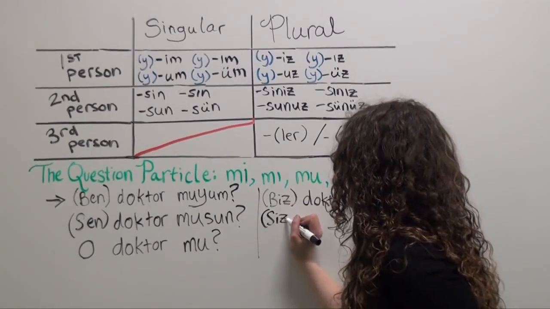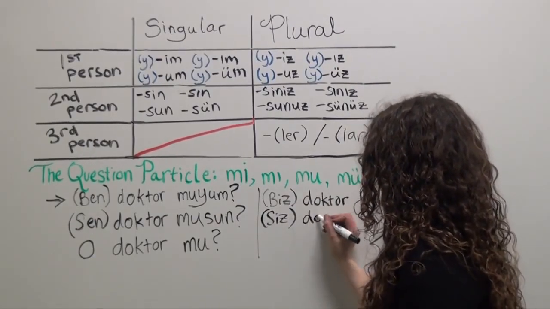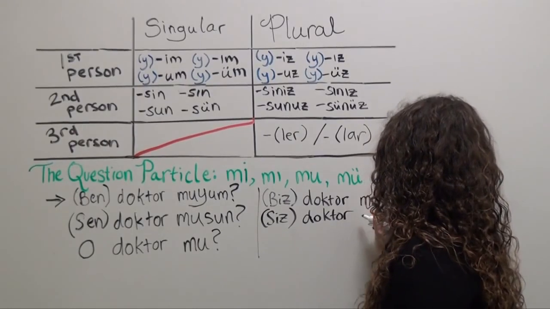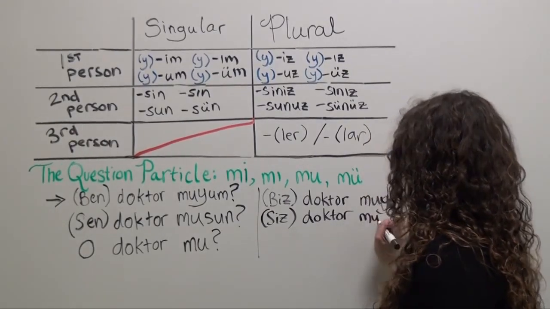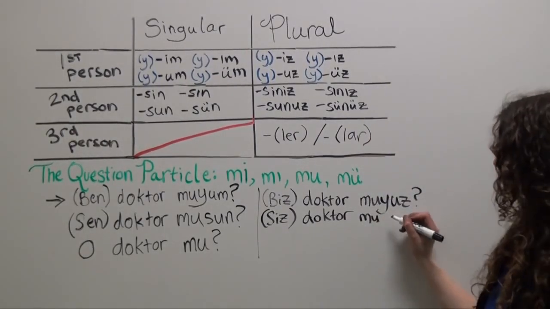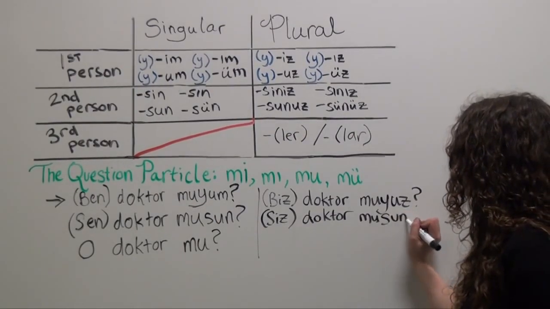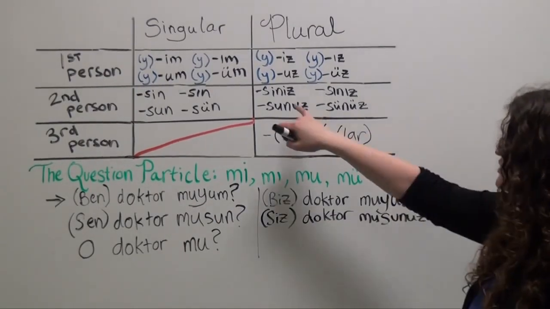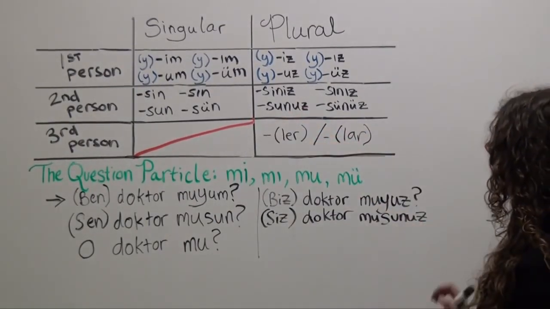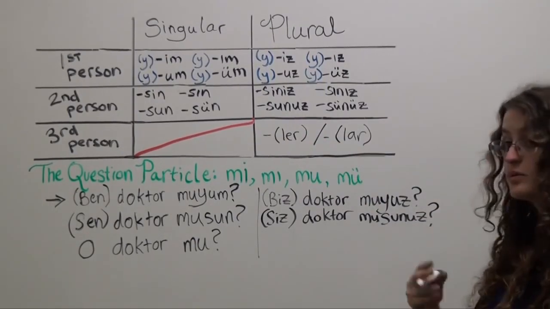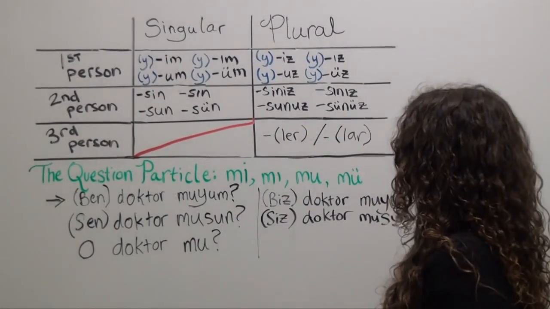Let's try the second person plural. Siz. Doktor. Mu. Again, sunuz. So we're choosing sunuz. Are you plural or are you formal doctors?